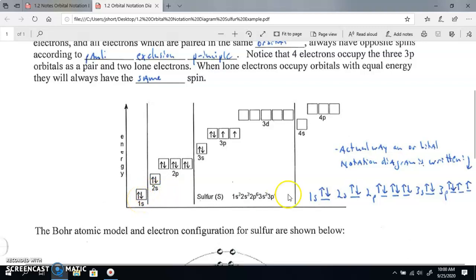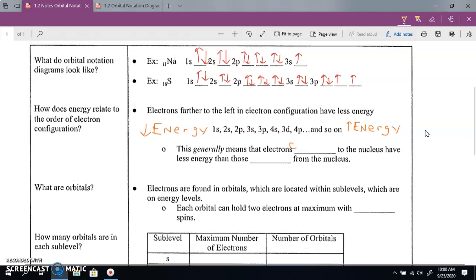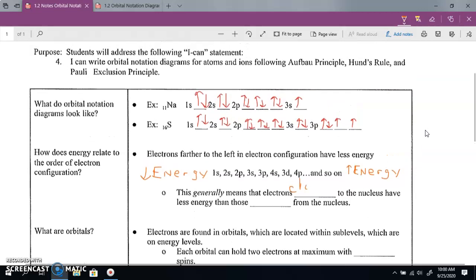So remember, the further to the left you are in the sequence, the lower energy the electrons are, and the further to the right in the sequence, the higher energy the electrons are. That's the meaning of this statement that's right over here. And in general, what that means is that electrons that are closer to the nucleus have less energy than those that are farther from the nucleus.